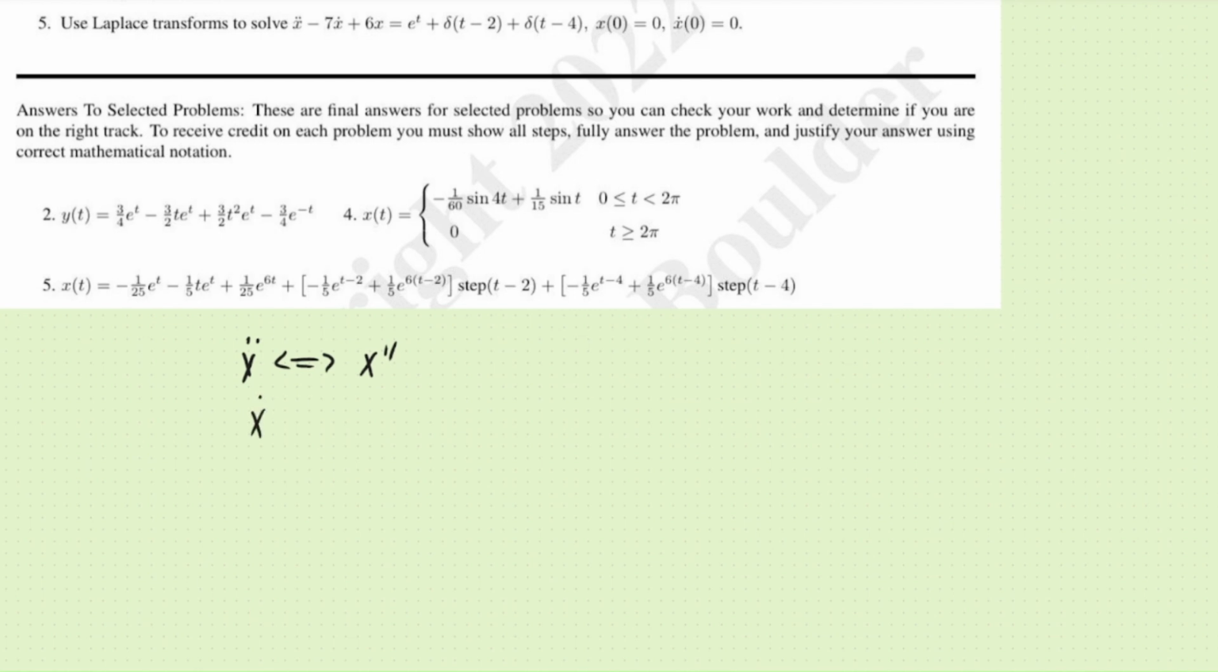Now take note that this notation here, x double dot above, is just equivalent to x double prime, and this x with one dot above is just equivalent to x prime. So we call it x double prime, and this one we call x prime. Those are just the same things.